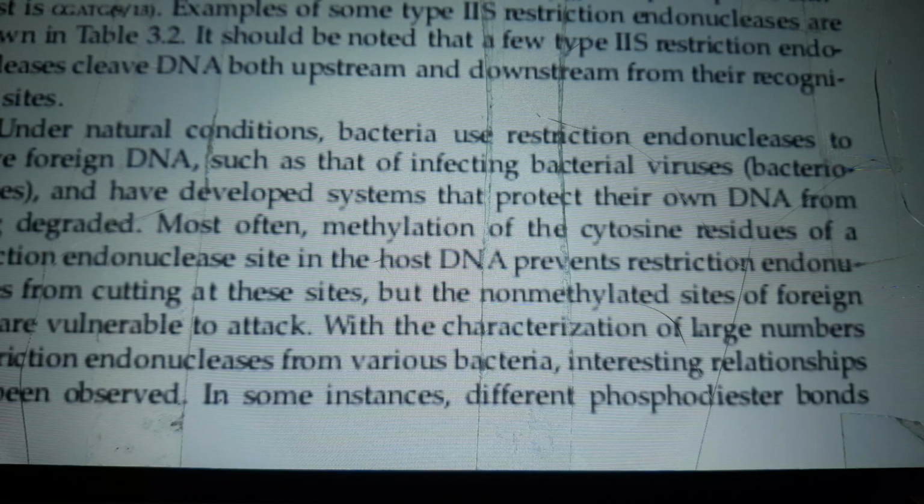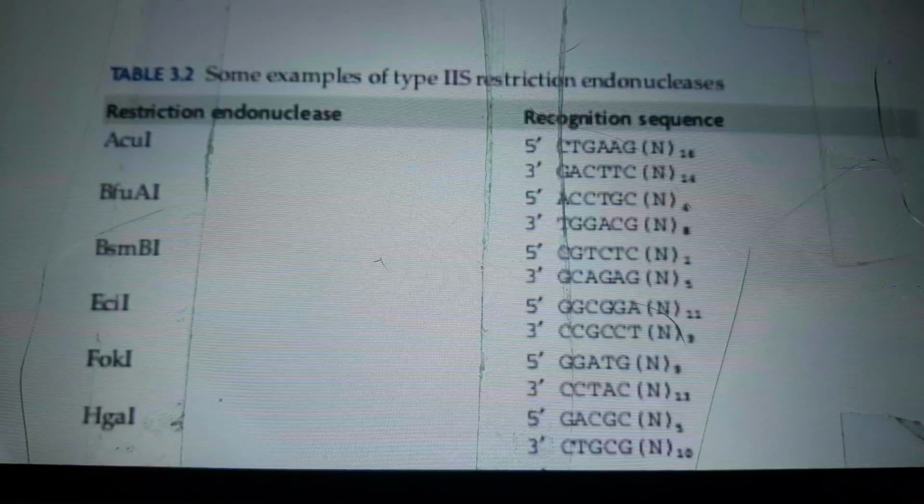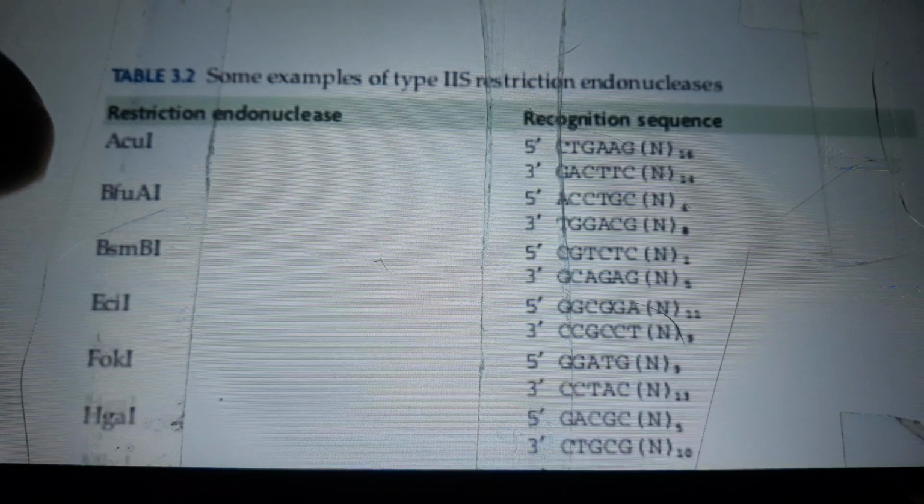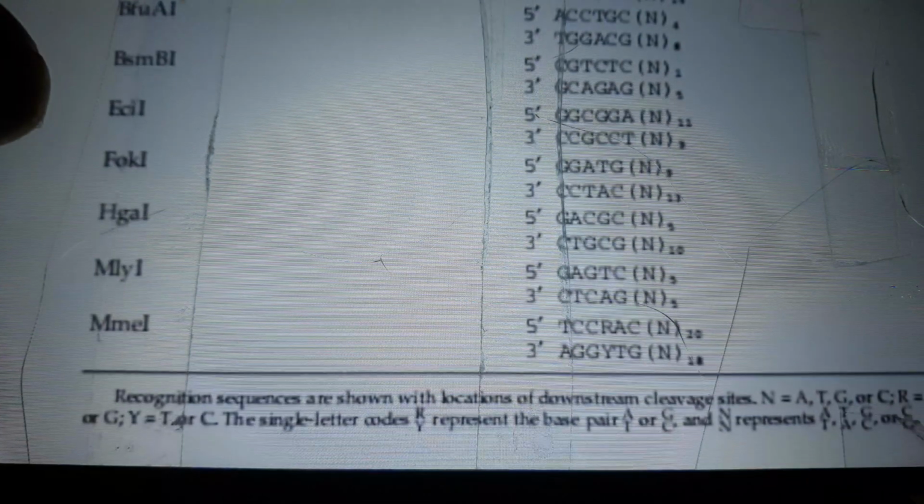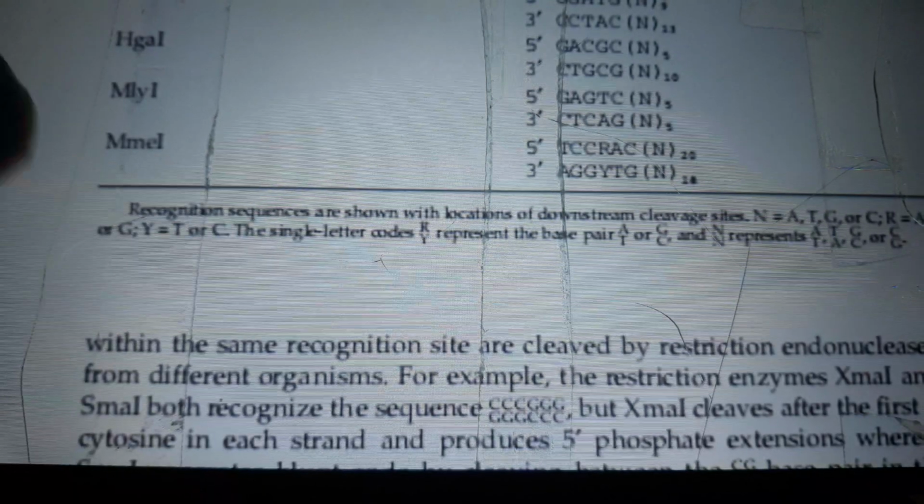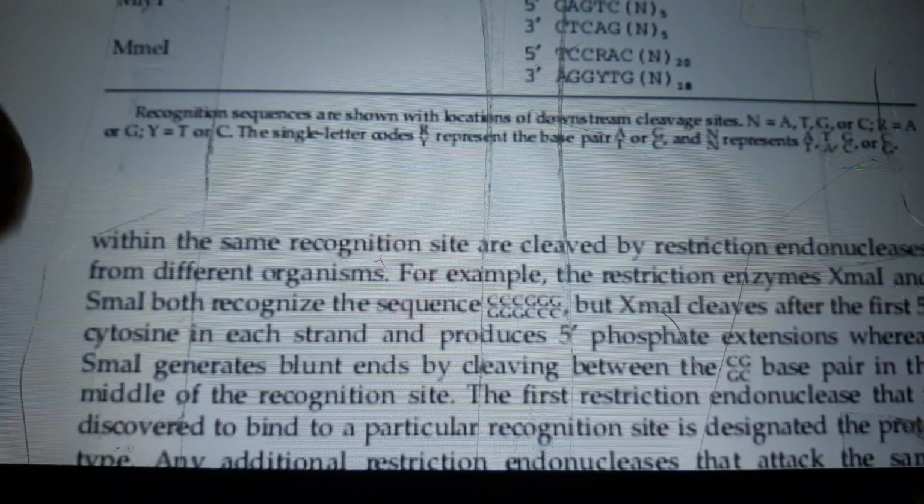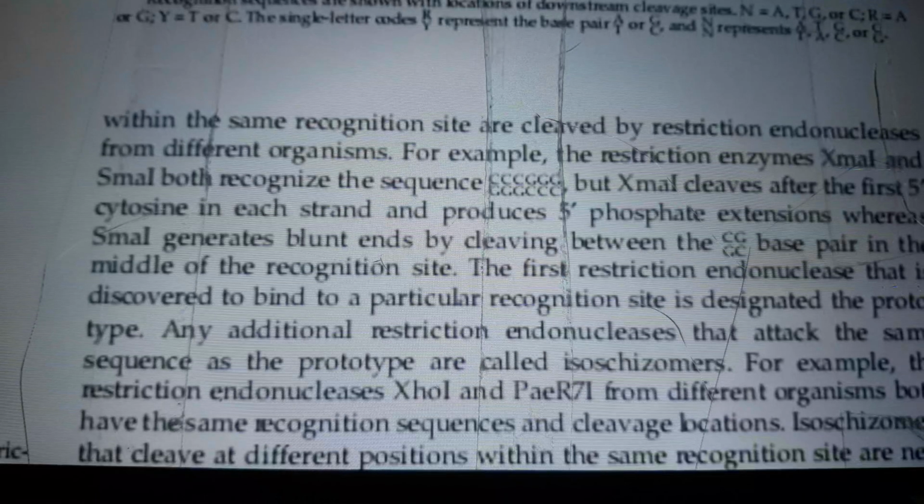With the characterization of large numbers of restriction endonucleases from various bacteria, interesting relationships have been observed. In some instances, different phosphodiester bonds within the same recognition site are cleaved by restriction endonucleases from different organisms. Table 3.2 shows the restriction endonucleases: AQ1, BFU1, A1, BSMB1, ECI1, FOC1, HGA1, MLY1, and MME1. You can take notes on these.